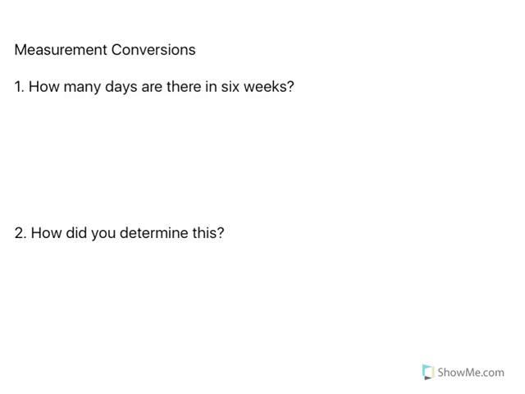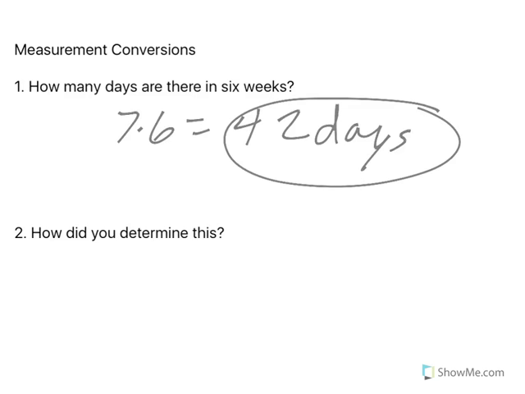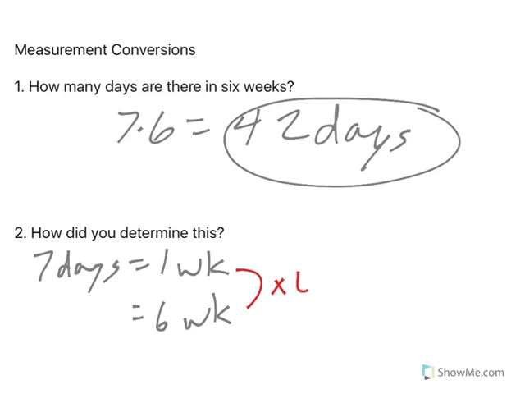Number one, how many days are there in 6 weeks? Well, we can probably think through it ourselves and say, there's 7 days in 1 week, so 7 times 6 means there's 42 days in 6 weeks, right? I determined this because I know that 7 days is 1 week, so to get 6 weeks, I multiplied by 6, and I get 42 days. That's the mindset if you were explaining how to do this.